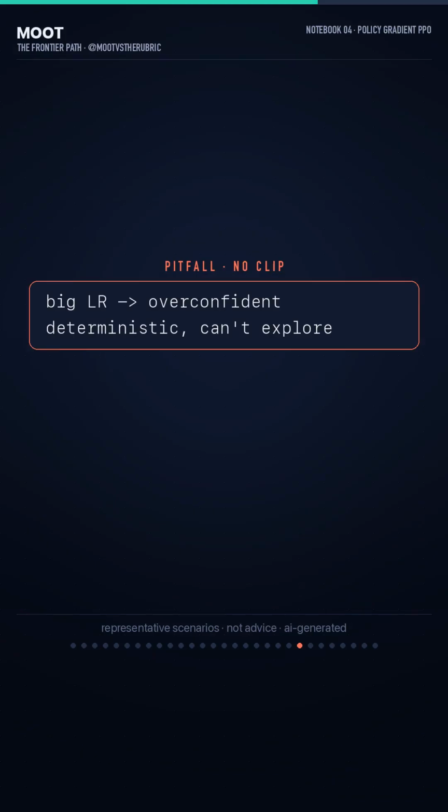What if you skip the clip and just use a bigger learning rate? You get policy collapse, and the notebook walks the exact death spiral. A large step makes the policy overconfident about a few actions. The next rollout only samples those actions, so the data is biased. The gradient computed from biased data reinforces the same overconfidence. Round and round until the policy is deterministic, stuck on a suboptimal choice, and can never explore its way out. The clip prevents step 1. It limits how far any single update can move an action's probability.